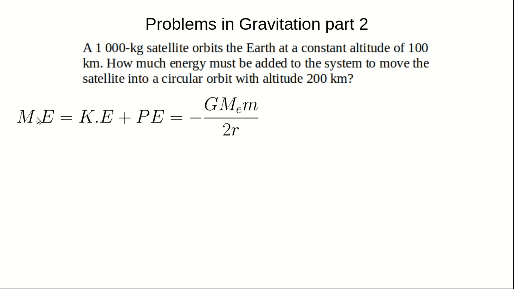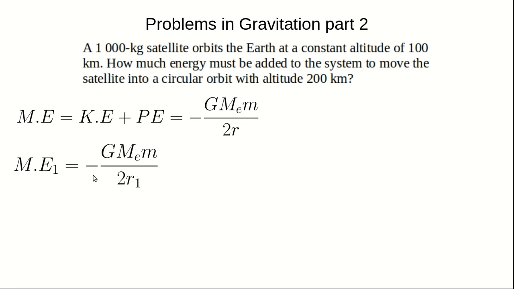So the mechanical energy is a combination of kinetic energy plus potential energy, which is equal to this formula. And this formula was derived in our previous video, part 1, where G and M_E are the gravitational constant and the mass of the Earth, m is the mass of the satellite, then this R is the distance from the center of the Earth to the point above the surface of the Earth that you are considering, right?